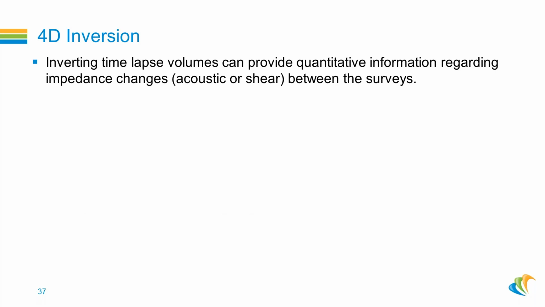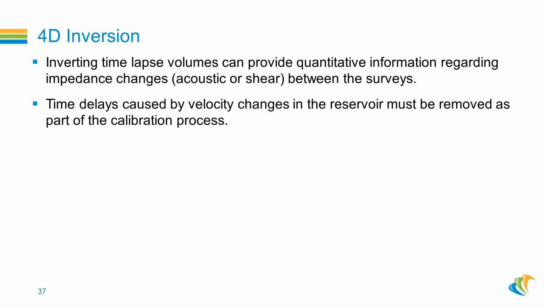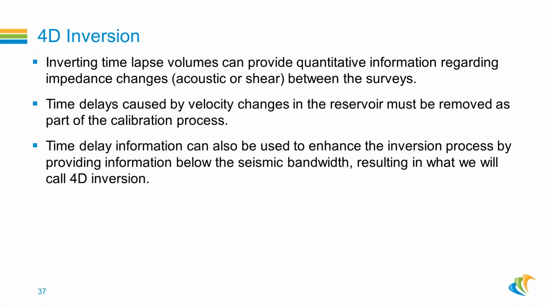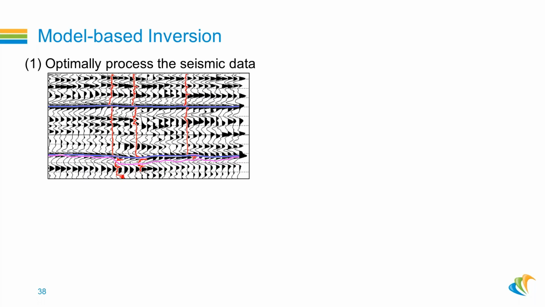It could be acoustic or shear between the surveys. Time delays caused by velocity changes in the reservoir must be removed as part of the calibration process, as I mentioned, time shifts. And the time delay information can also be used to enhance the inversion process by providing information below the seismic bandwidth, resulting in what we will call 4D inversion. I will explain how we can use time delays, but before going into that, we have this model-based inversion. How does it work? Let's see.